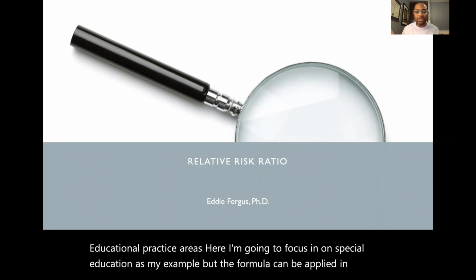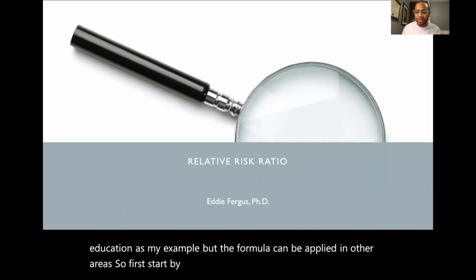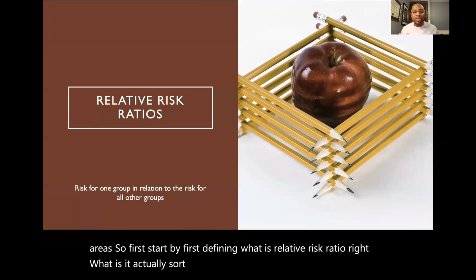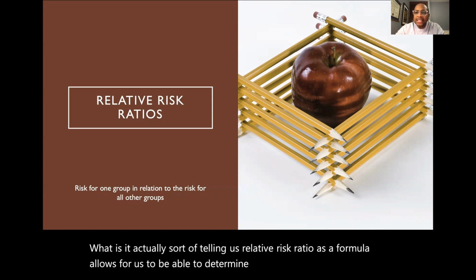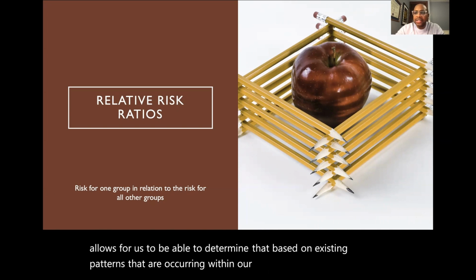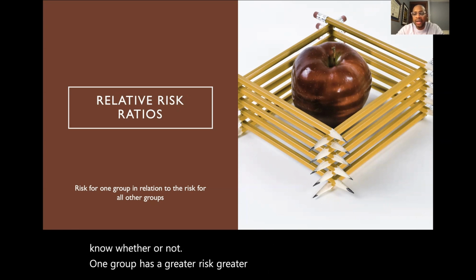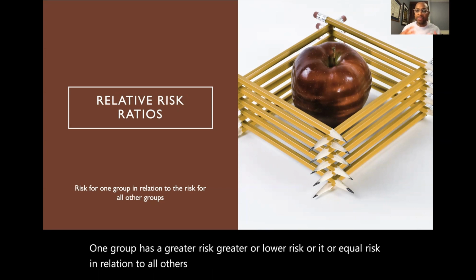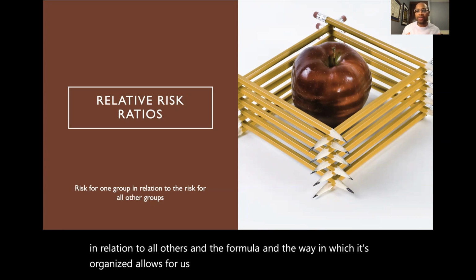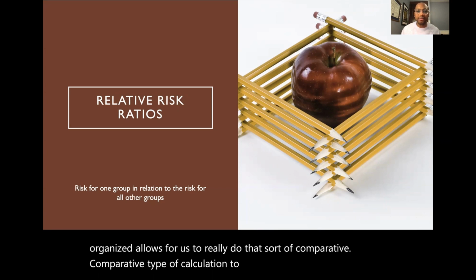So I'll first start by defining what is relative risk ratio. What is it actually telling us? Relative risk ratio as a formula allows us to determine, based on existing patterns occurring within our school system, whether or not one group has a greater, lower, or equal risk in relation to all others. And the way the formula is organized allows us to do that comparative type of calculation to know the degree of relative risk that a particular group has.